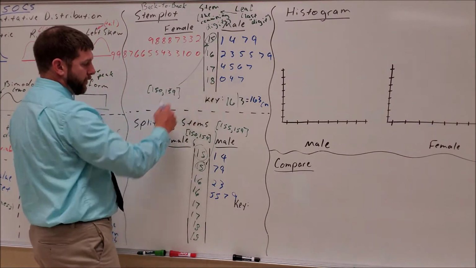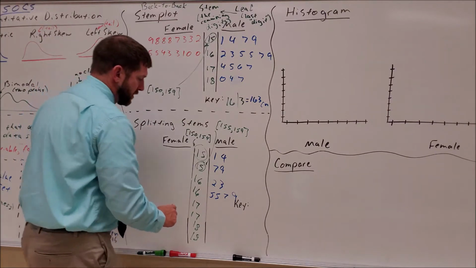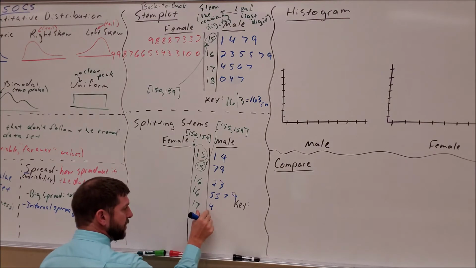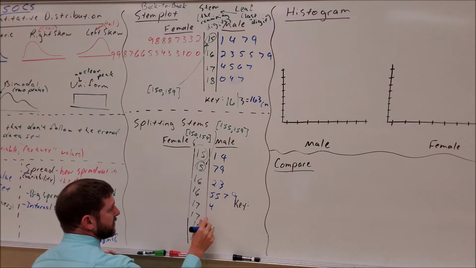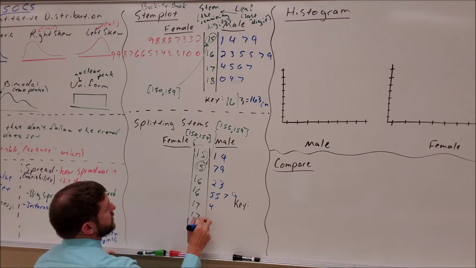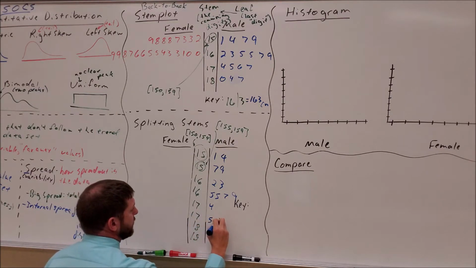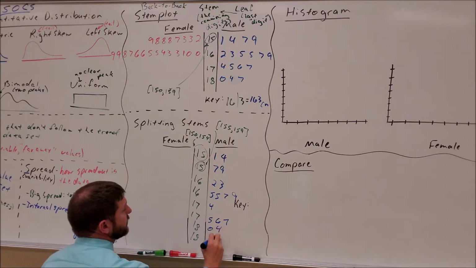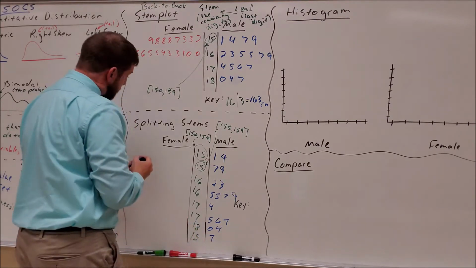For the 170s, you actually don't have, but you have one right here, right? If this is 0 through 4, and then the second one's 5 through 9, so that's 0 through 4. So there's a 4, and then 5, 6, 7. Then my 80s, 80 and 84, and then there's 7.